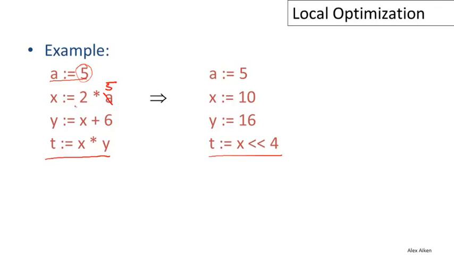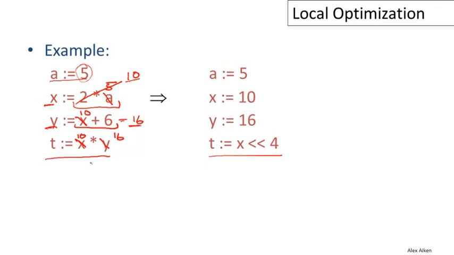Okay, so once we have replaced A here by 5, now we can do constant folding. Now we have two constant arguments for this instruction, so this 2 times 5 can be replaced by the constant 10. Now notice we have another assignment of a constant to a register, and so we can propagate that constant forward. We can replace the subsequent uses of X by the number 10, and now we have more opportunities for constant folding. 10 plus 6 can be replaced by the value 16. All right, now we have another instruction here, which is just an assignment of a constant to a register. So we can propagate that constant forward.